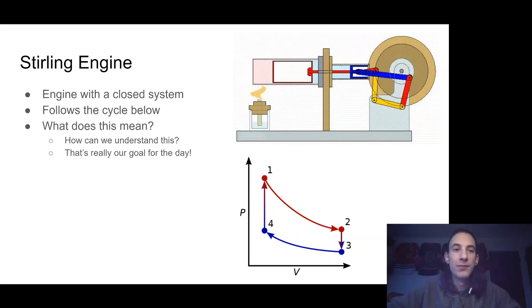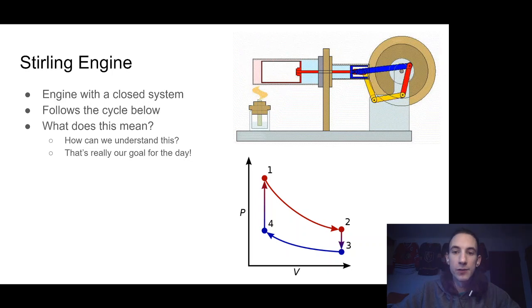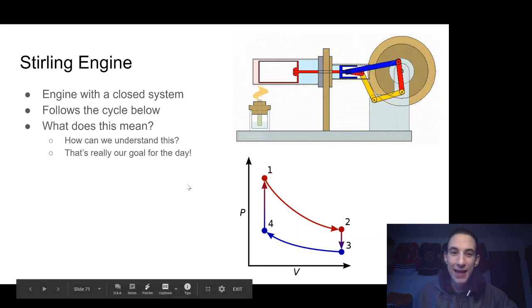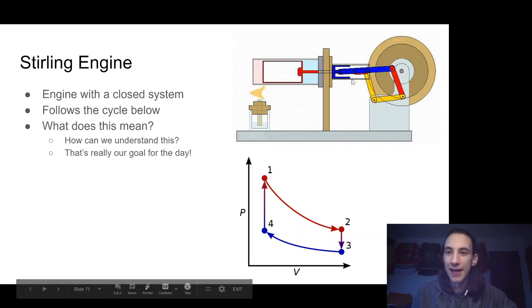I don't know. But it's a Stirling engine, and this one's a closed system, where the amount of gas that we have is contained in there. And it follows the cycle below. Now we're seeing these PV diagrams. I remember those. So we're looking at this, and what does this mean? How does this explain the processes that are happening in this engine?